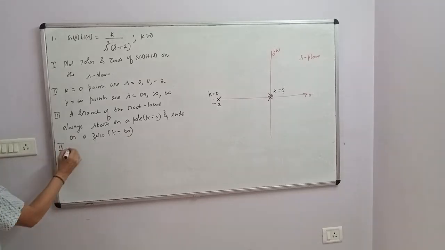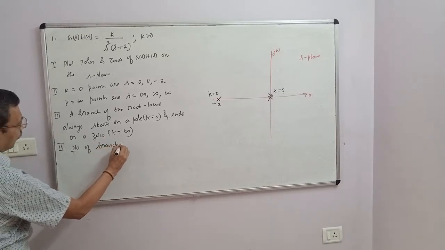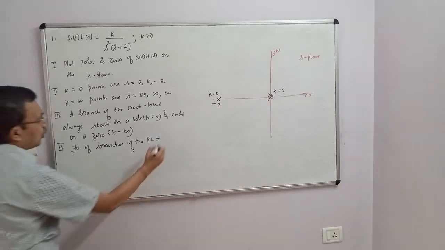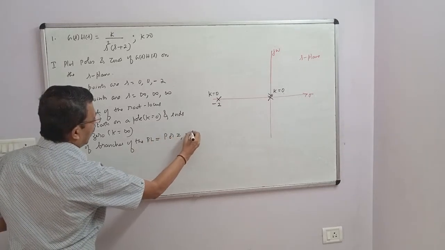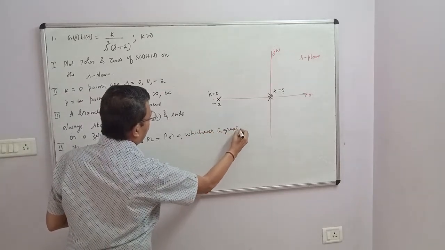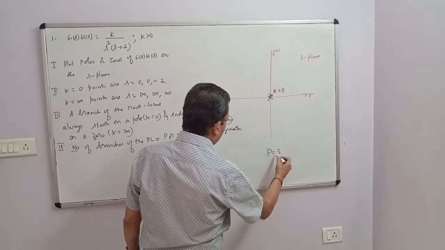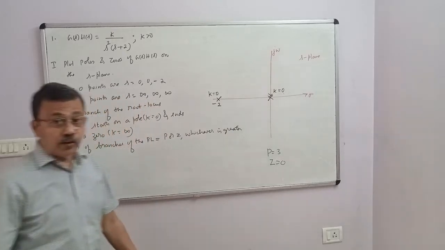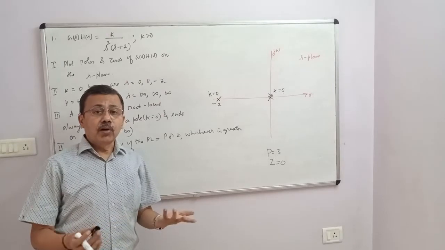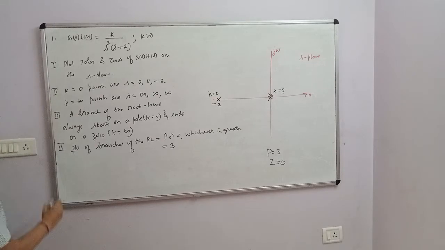Fourth step, number of branches of the root locus, RL stands for root locus, is equal to P or Z, whichever is greater. P stands for finite poles, Z stands for finite zeros. Here P is equal to 3 because there are 3 finite poles. Z is equal to 0 because there are no finite zeros. So that means the number of branches is equal to 3.